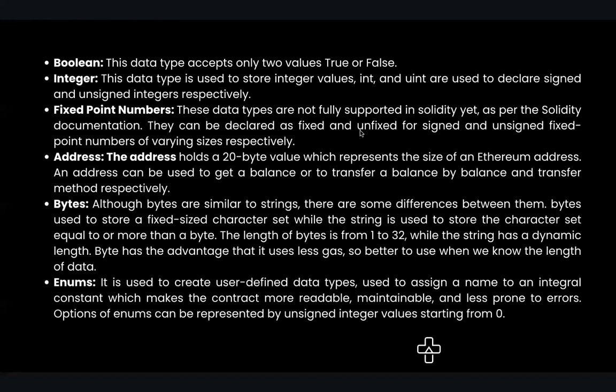We have enums. It is used to create user-defined data types, used to assign a name to a constant, making the contract more readable, maintainable, and of course, less prone to errors. So enough of the talking, and let's see each of these data types in our Solidity code.